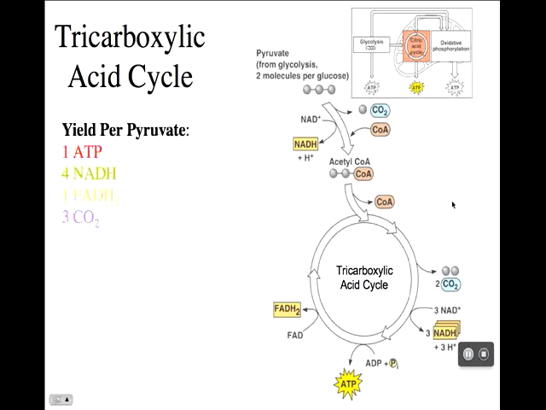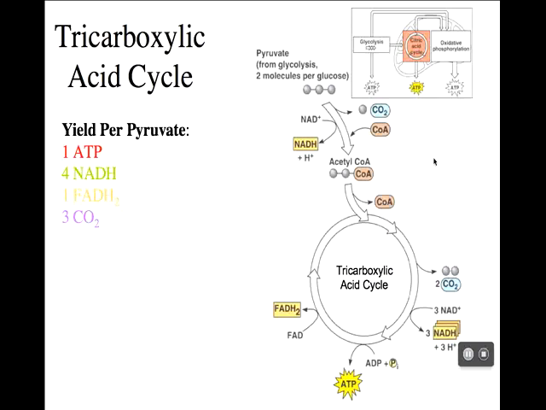If we look at yields here, what comes out of the tricarboxylic acid cycle? What comes out of the TCA is you get 1 ATP for every pyruvate that goes in. Here it's being made here. You get 4 NADH. Here's 3 here and 1 there. You get 1 FADH2 and you get 3 carbon dioxides. Here's 2 and there's the other. That's the yield per pyruvate, where pyruvate's coming in. What do you get out of it from the tricarboxylic acid cycle?